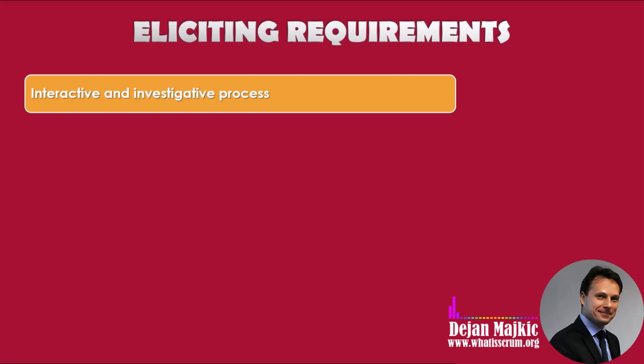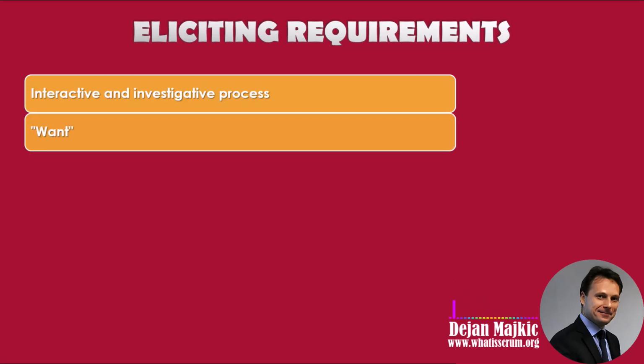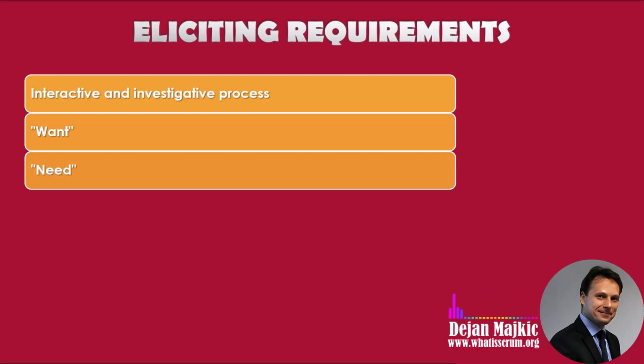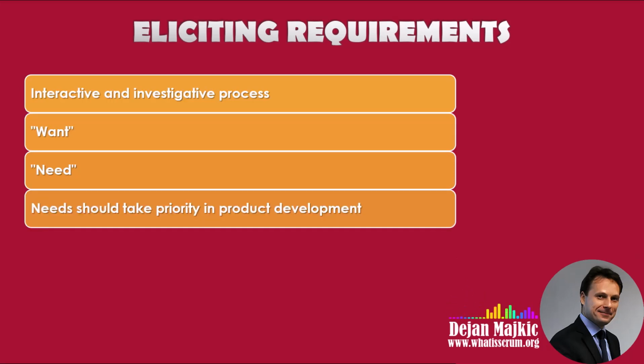Now, it is the role of the product owner or product manager to help the client figure out what they want and what they need. A want is usually a functionality or feature that the client would like the product to have, which may add value, but is not necessarily core to the product itself. A need, on the other hand, is the core functionality that the product must have to fulfill the product's purpose. This means that the needs should take priority in product development.